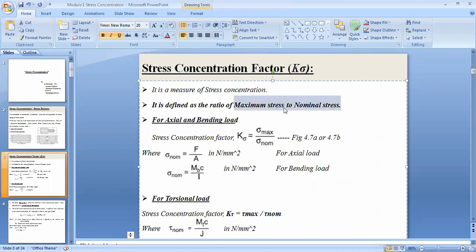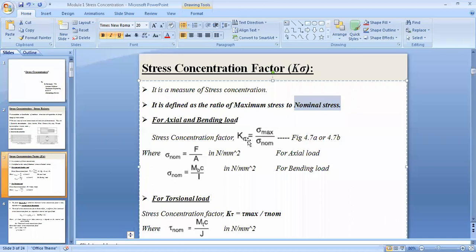Now our intention is to calculate the maximum stress. What is the nominal stress? The nominal value is the stress induced in the material. That's called the nominal stress. If you purchase any component, there is a nominal value for that product. The minimum value of the product is called the minimum stress. So that is the definition: the stress concentration factor is the ratio of maximum stress to the nominal stress.